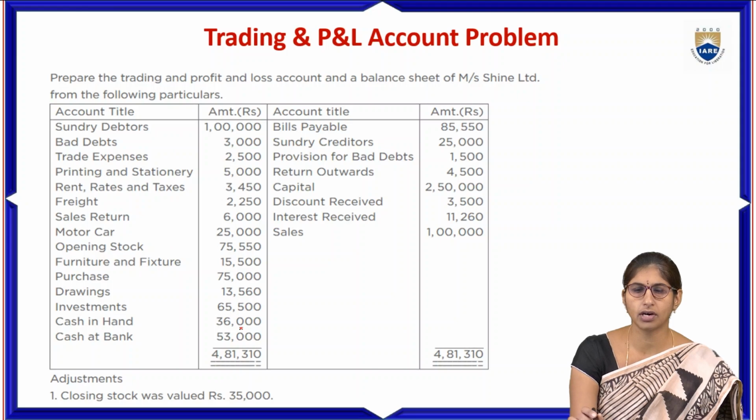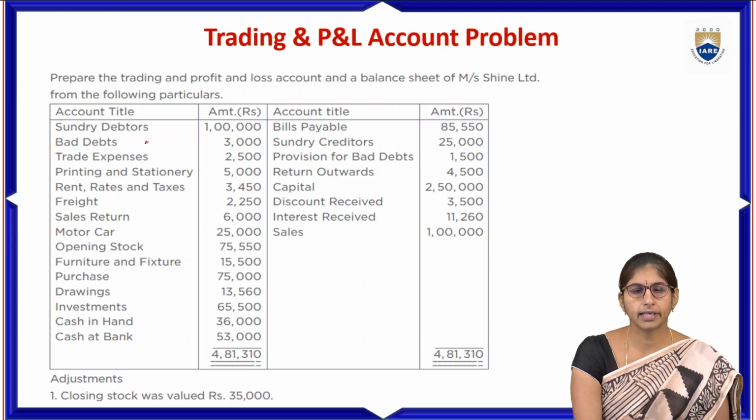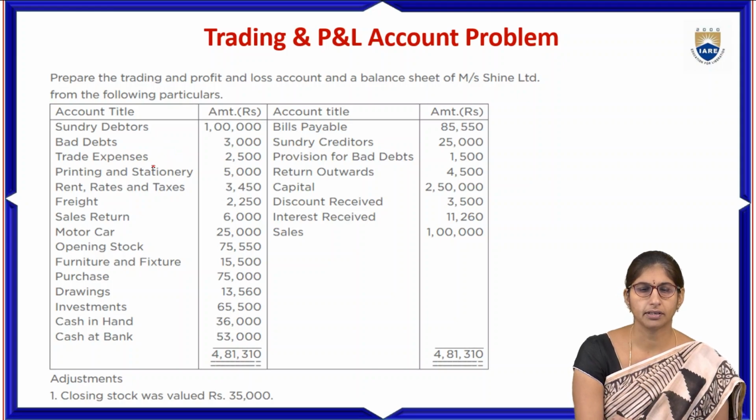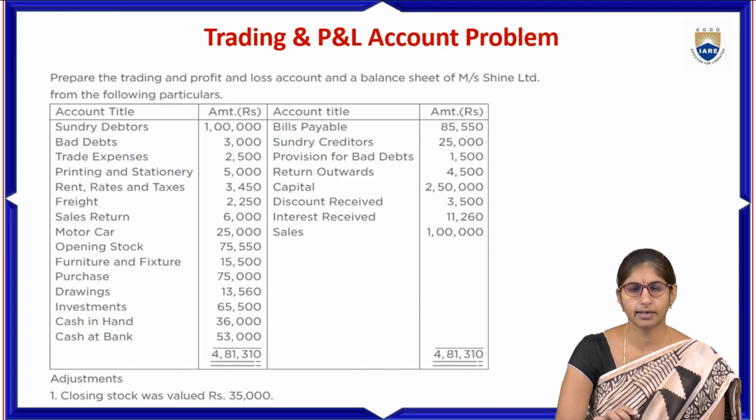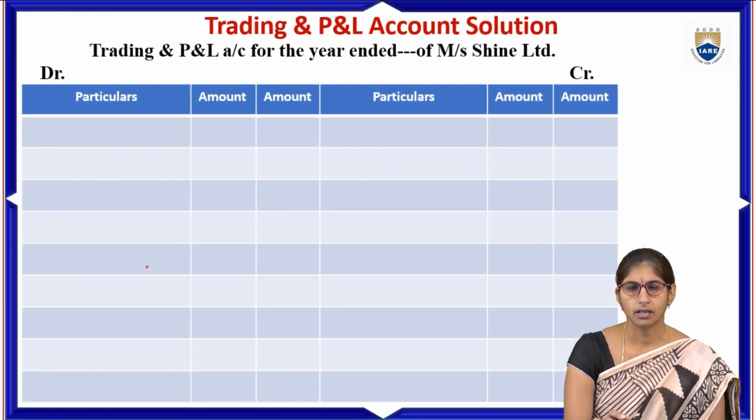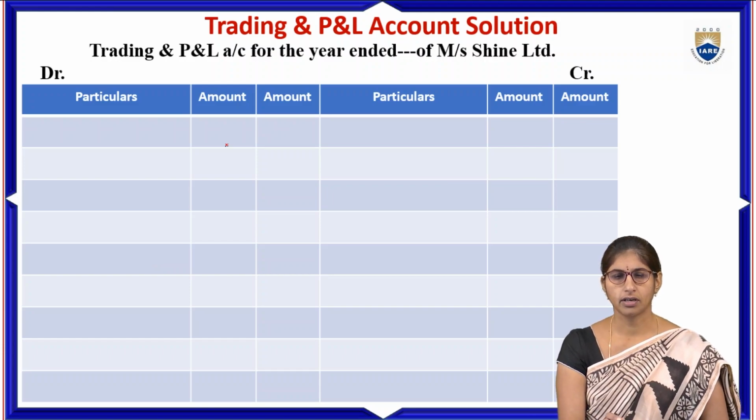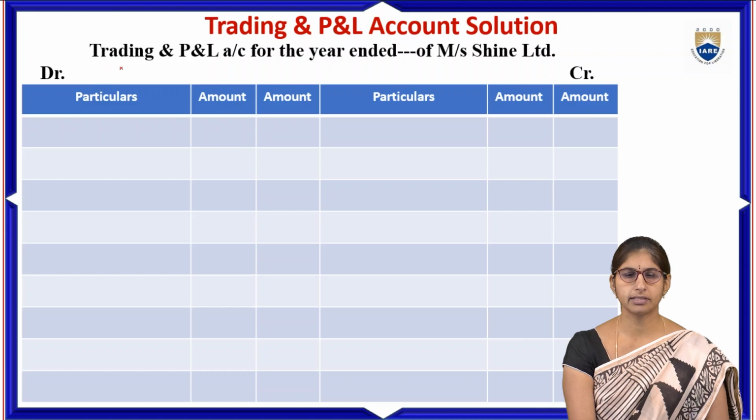So like this we have got so many items to be recorded in trading account and profit and loss account. Now one by one we have to check the items and record into the respective accounts or the balance sheet. So now we are going to prepare trading and profit and loss account by checking all these items. Now coming to trading and profit and loss account, first heading we have to write as trading and profit and loss account for the year ended so and so year of Miss Shine Limited.